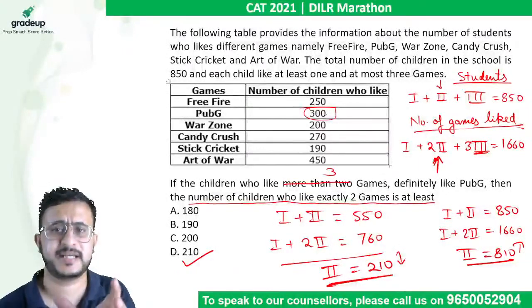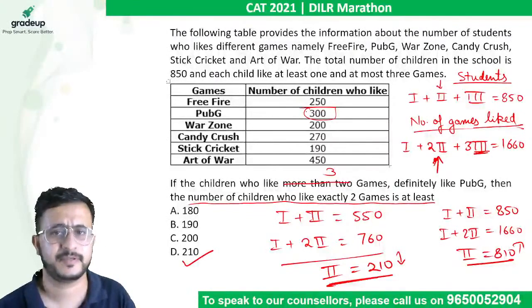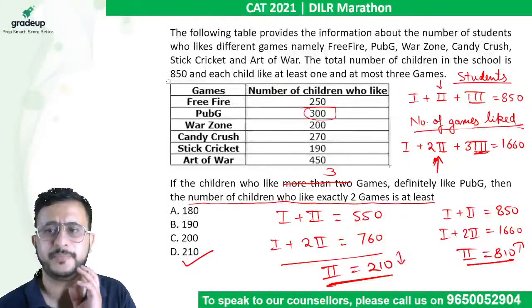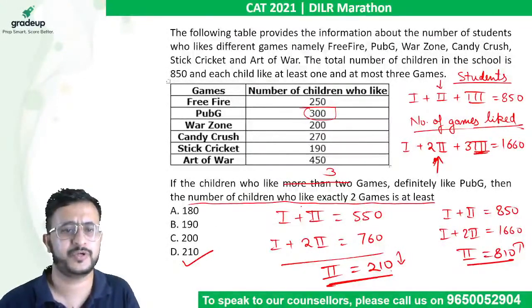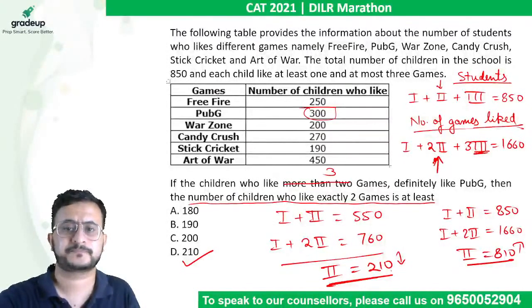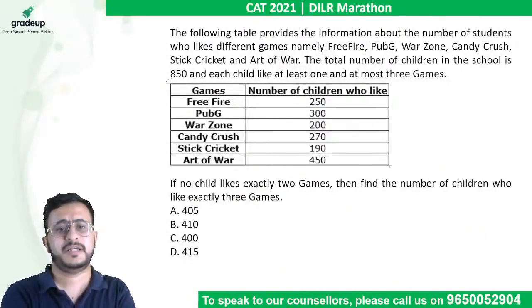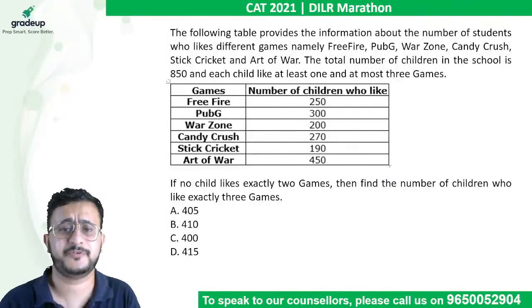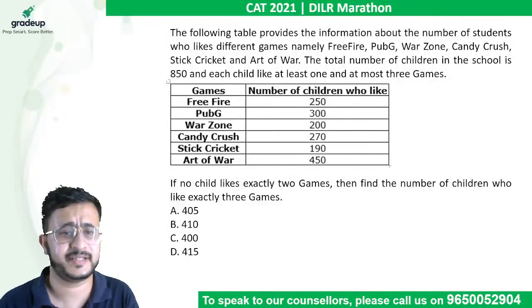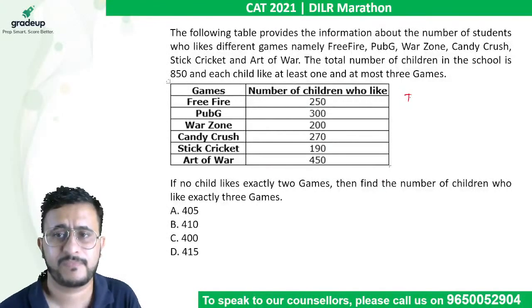since there is a cap that only 300 people can like 3 games, right? Because as per the condition, there is a cap. So that is why you cannot make it more than 300. So at least 210 people will like 2 games. Okay. If no child likes exactly 2 games, then find the number of children who like exactly 3 games. This is the first question itself what we did.